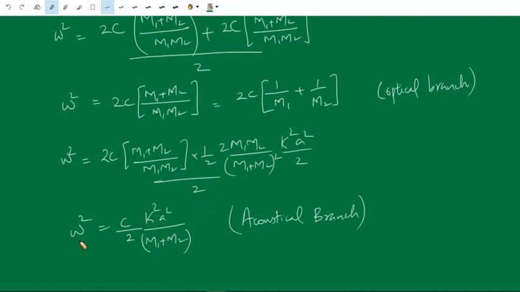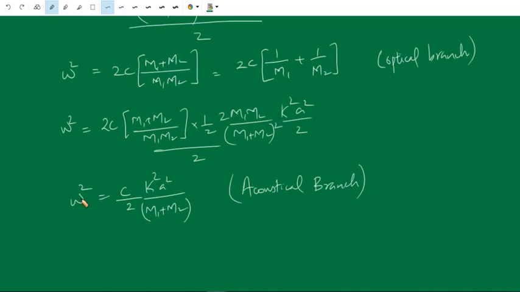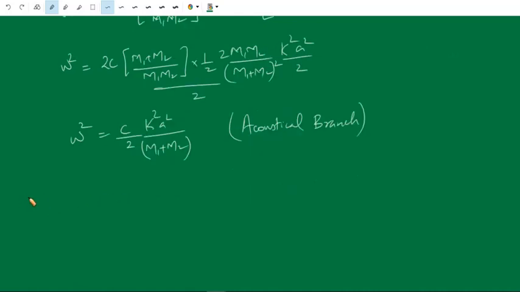Okay. So from this it is very clear that omega is directly proportional to k. That means omega is a linear function of the wave vector k. So at the low value of k, omega is directly proportional to k. Next case is when k is maximum, that means plus or minus pi, or k is equal to plus or minus pi by a. So this is the boundary of the first Brillouin zone.